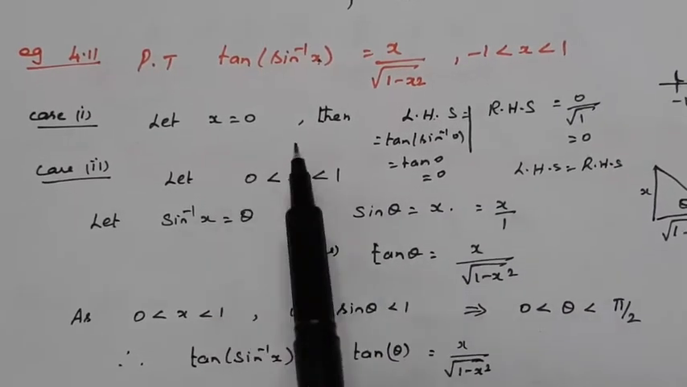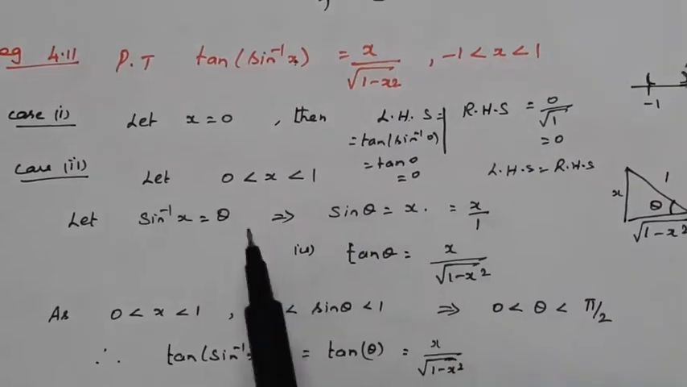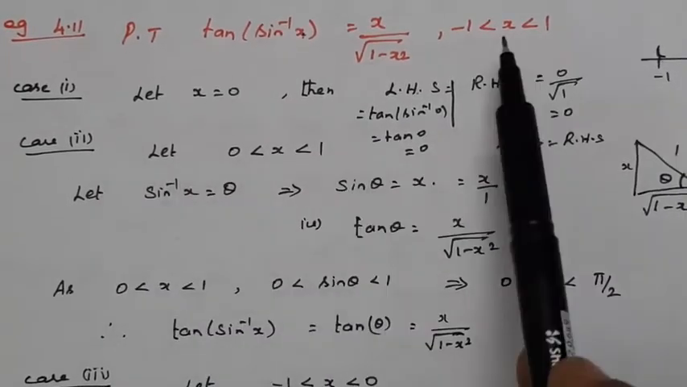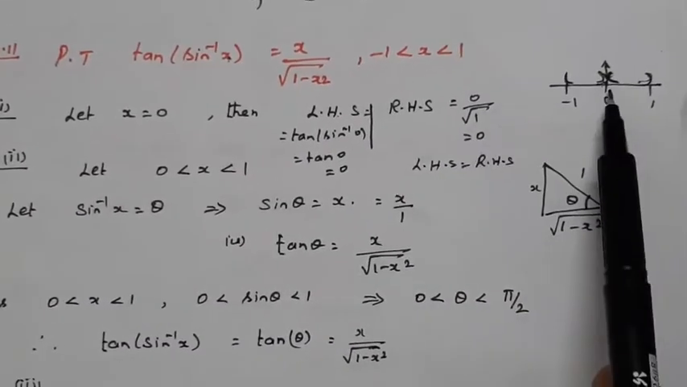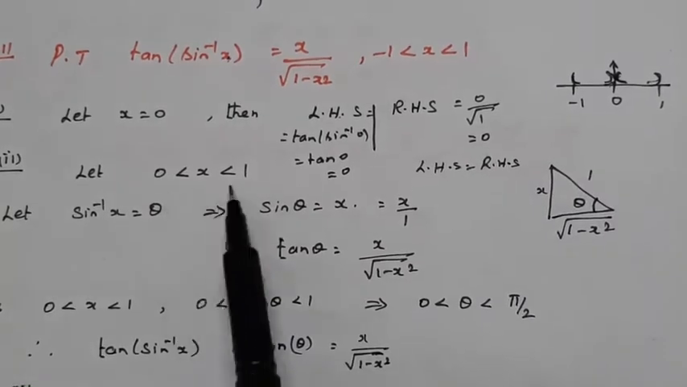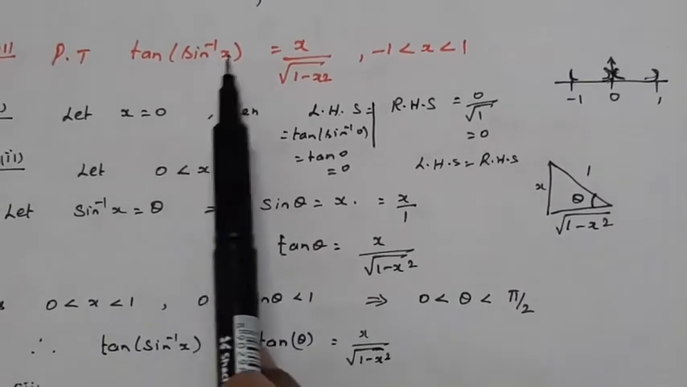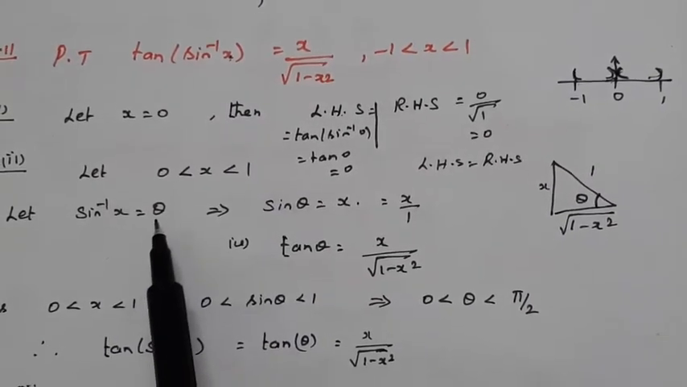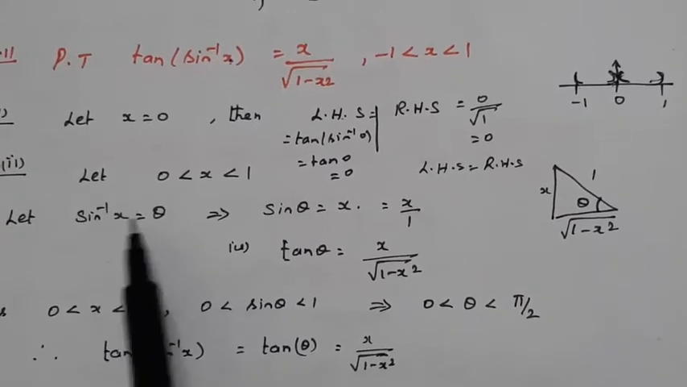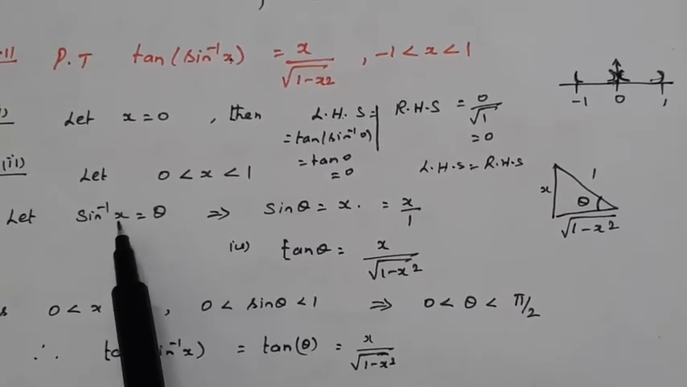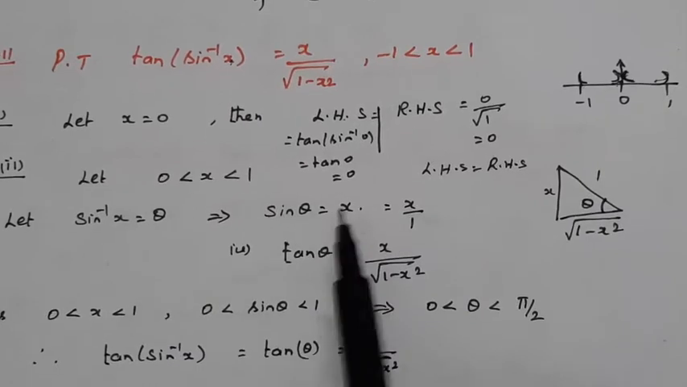Okay. So in the first case this is true. Now let us take the second case, that is if x belongs to the open interval 0 to 1. Now let us take the sin inverse of x to be some theta. Okay, let us find its value. So by taking sin inverse of x to be theta, by definition what is x? x is equal to sin theta.